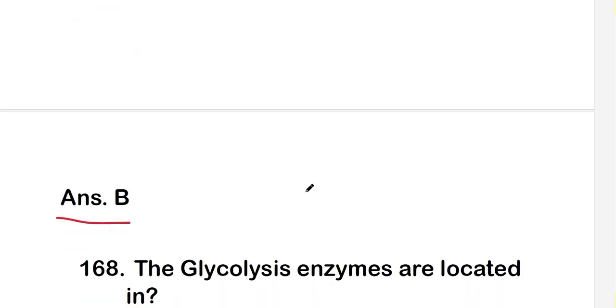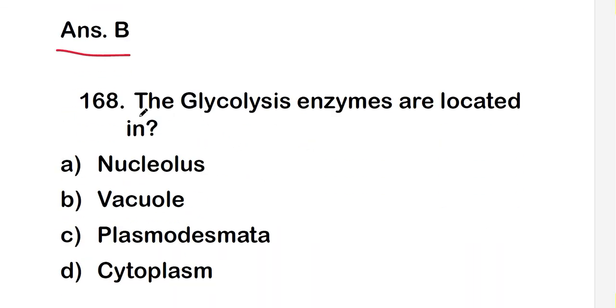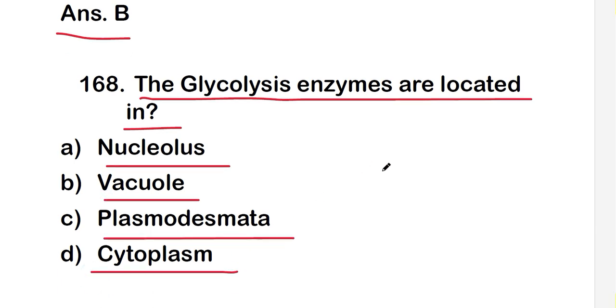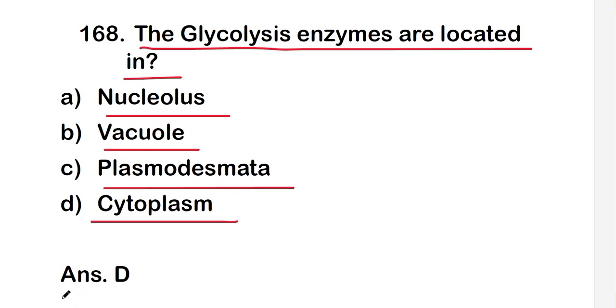Okay, next question. The glycolysis enzymes are located in option A, nucleolus, option B, vacuole, option C, plasmodesmata, option D, cytoplasm. The right one is option D, that is cytoplasm. So the enzymes involved in the glycolysis process are located in the cytoplasm.